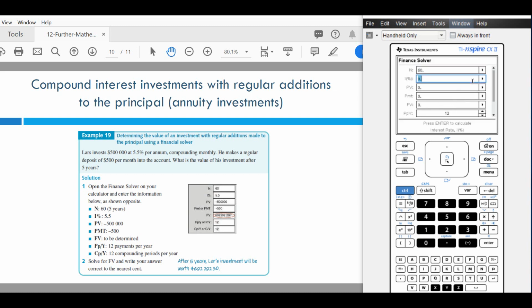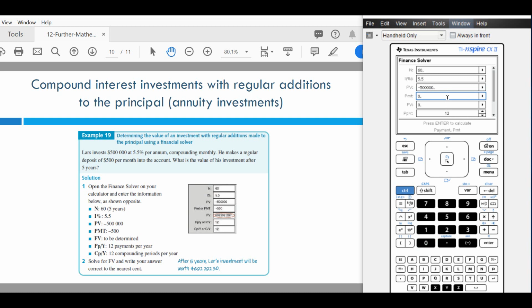I always keep pressing enter for some reason. The interest rate is 5.5, so we put that in there. The present value, well, we've got $500,000 and we're going to give that to the bank because we're investing it. That's going to the bank, so that's going to be negative $500,000. I keep stuffing up the numbers. That's 500,000 that goes into there.